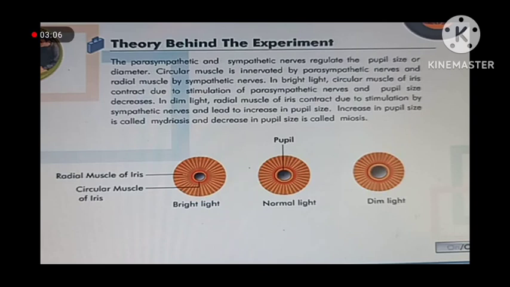The parasympathetic and sympathetic nerves regulate the pupil size or diameter. Circular muscle is innervated by parasympathetic nerves and radial muscle by sympathetic nerves. In bright light, circular muscle of iris contracts due to stimulation of parasympathetic nerves and pupil size decreases. In dim light, radial muscles of iris contract due to stimulation by sympathetic nerves and leads to increase in pupil size. Increase in pupil size is called mydriasis and decrease in pupil size is called meiosis.